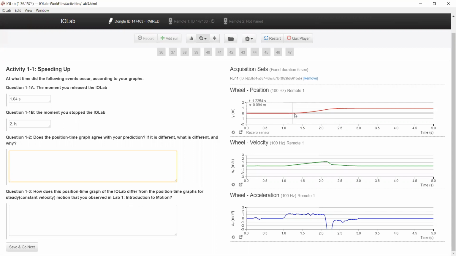Like this, it is not linear as it was. It was a straight line with constant slope during lab one, introduction to motion. But in this case, it is kind of not linear. The velocity is increasing with time. So if you can see it here, it is speeding up. That's what it means. So it is not exactly linear with constant slope as it was in lab one.